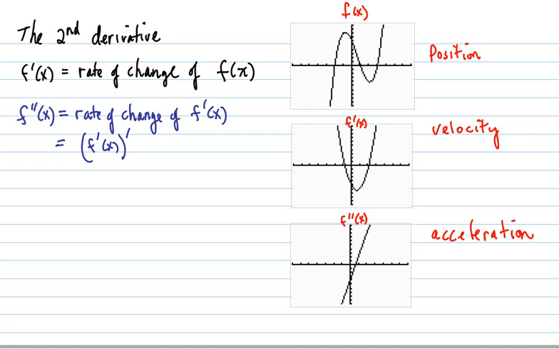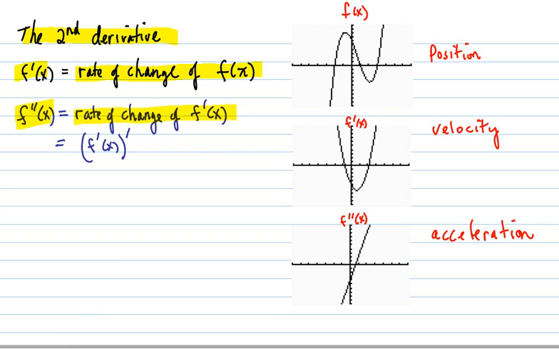Let's talk about the second derivative. Well, first we know that the first derivative, f prime of x, is the instantaneous rate of change of f of x. F double prime is the instantaneous rate of change of the first derivative. There's a significance to f double prime.